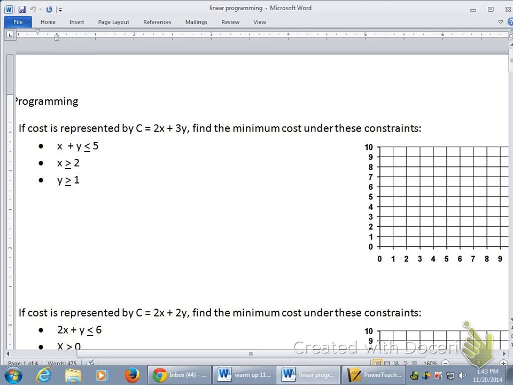Alright, so the first thing we're going to do is find the cost represented. If the cost is represented by this equation, then we're supposed to find the minimum cost given these constraints. I remind you that a constraint is a restriction or a limitation, and these are the limitations. So I can see this system of inequalities, and I'm going to graph them. You immediately notice the first inequality is not ready to graph, so we're going to set it up into y is less than or equal to.